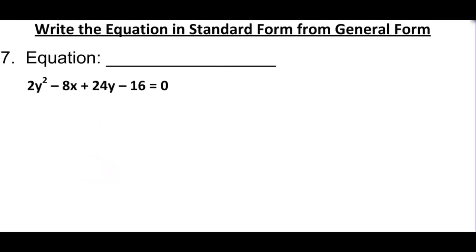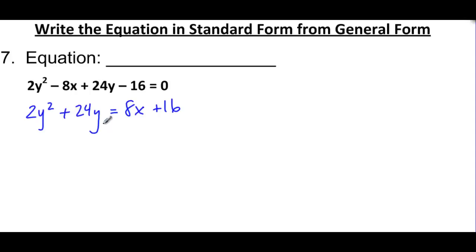In our last example, I try to make it a little bit tougher for you. It's not that bad. But again, here I see my y is squared, so I'm going to keep the y's on the left-hand side. And here's the 24y. And I'm going to move the x's, 8x over, and the number. So I'm going to get a positive 8x and a positive 16.